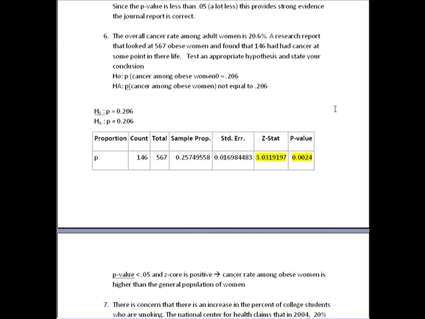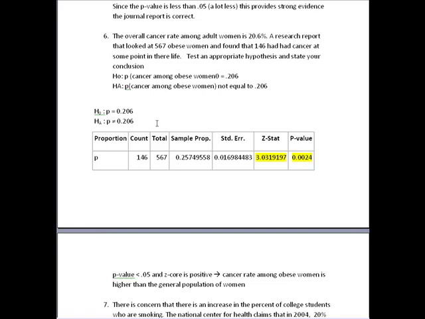Problem 6. The overall cancer rate among adult women is 20.6%. A research report looked at 567 obese women and found the cancer rate among them was 146, or 146 had cancer at some point in their life. Test an appropriate hypothesis and state your conclusion.